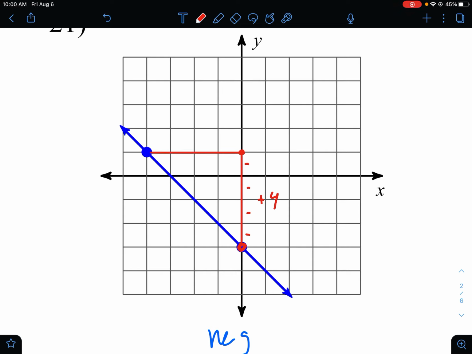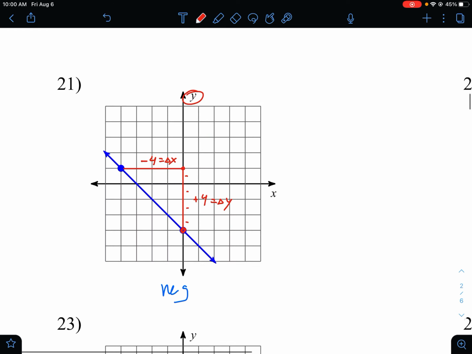I do 1, 2, 3, 4. So I did 4, but it was in the negative direction. So my change in y, which is up and down, right? The y-axis goes up and down. My change in y was 4. My change in x was negative 4.